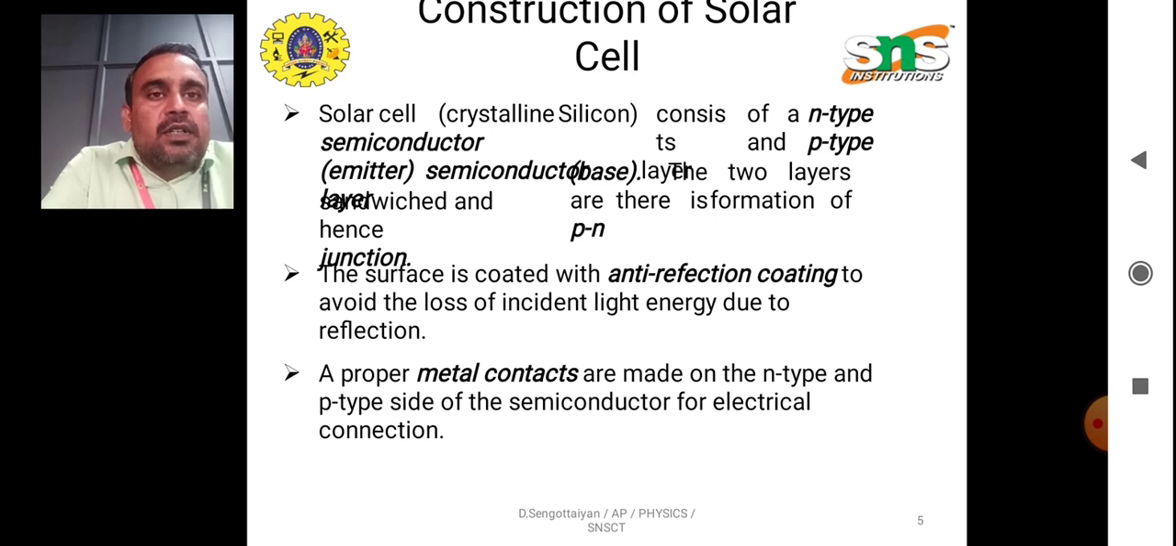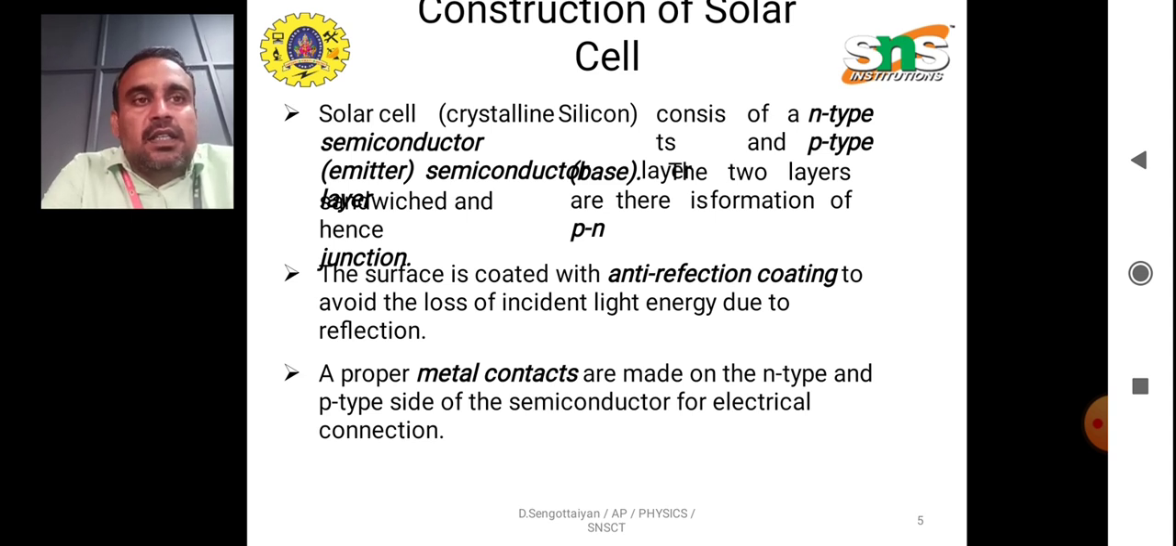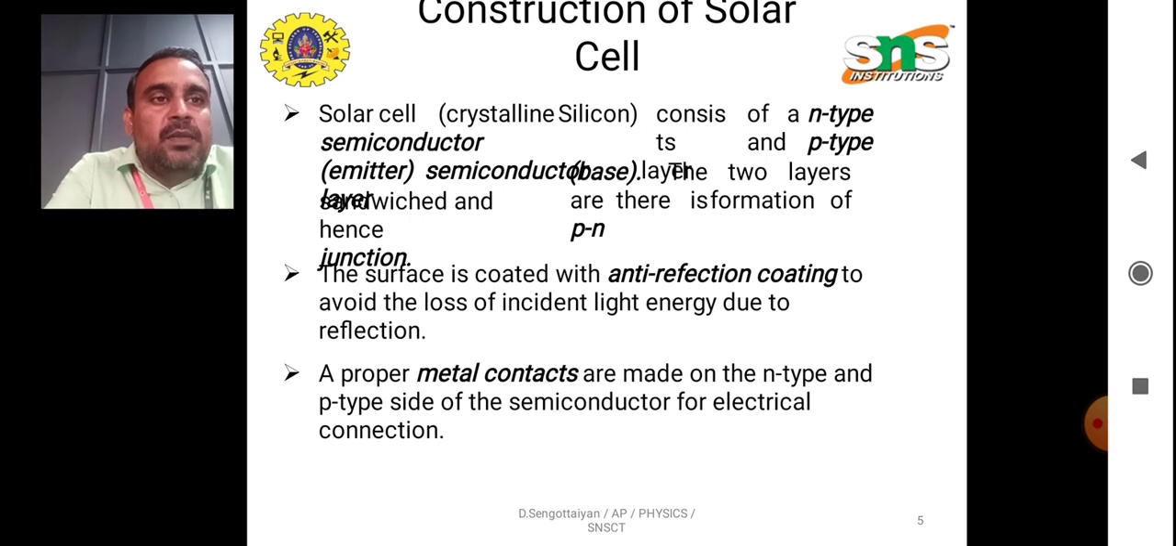The construction of solar cells. Crystalline silicon solar cells consist of n-type semiconductor and p-type semiconductor. These two layers are sandwiched, forming the p-n junction. The surface is coated with an anti-reflection coating to avoid the loss of incident light energy due to reflection. Proper metal conductors are made on the n-type and p-type materials.